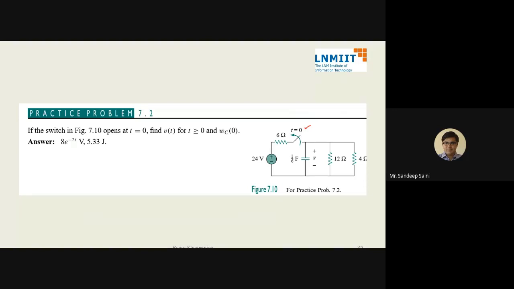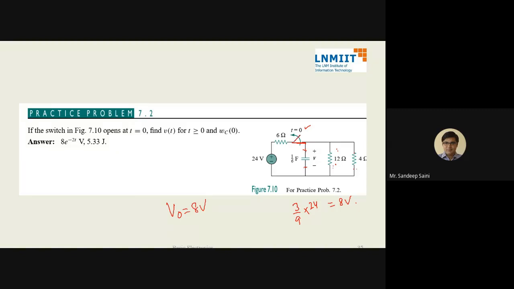When the switch was closed, that means this is open circuit, so we will not consider this. And 4 and 12 will give you 3, 3 and 6 in series. So the voltage across 12 or voltage across 4 is 3 by 9 into 24. That means 8 volt. So initial voltage V naught is 8 volt.